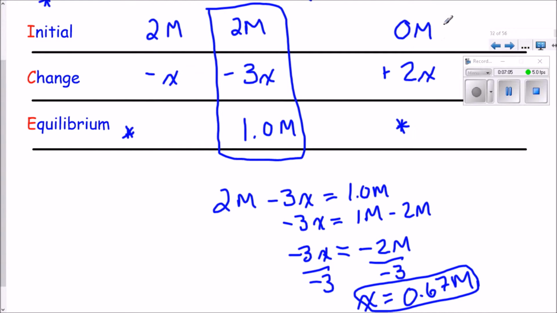Also over here we have 0 moles per liter plus 2x. So that's 2 times this. We can also figure out our concentrations at equilibrium. So you can see I've just substituted in my values here where I said 2 moles per liter minus 0.67 is equal to 1.33, and 0 plus 2 times x, which is this here, is 1.34. So we've solved our question so far.